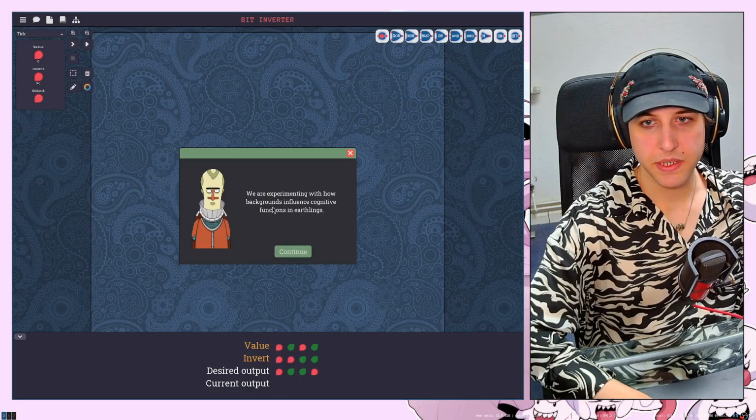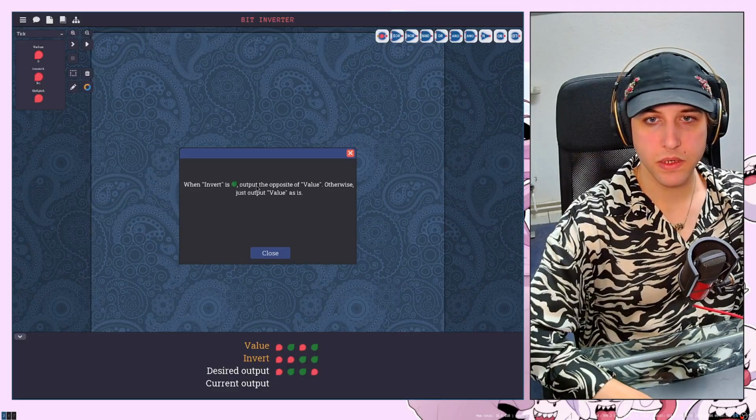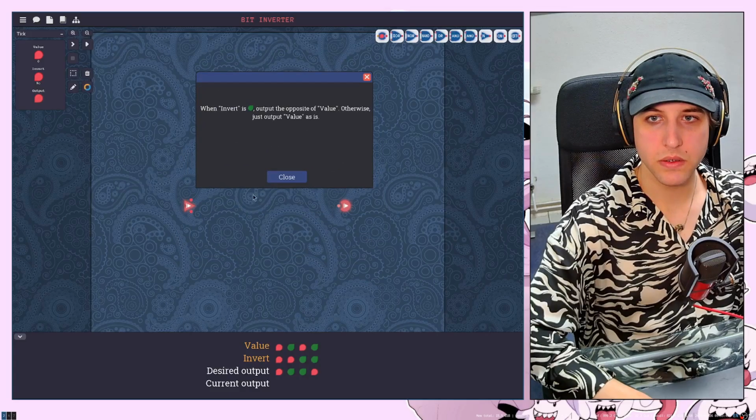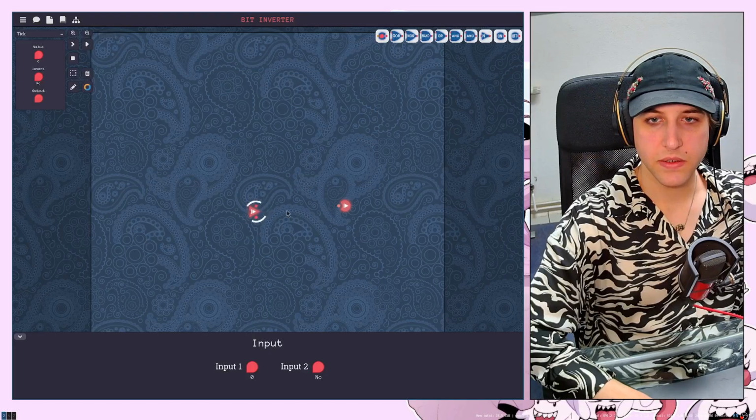We're experimenting with how backgrounds influence cognitive functioning in Earthlings. When invert is green, output the opposite of value, otherwise just output value as is. Oh, we now have 2. Invert the value.